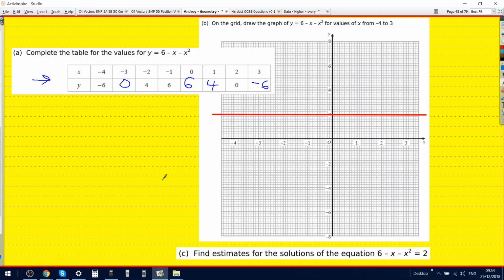Oh, is this where you have to plot those points on the table? Yeah. So what are the points? So -4, -6. Yeah, and I think you'll be all right for the rest of those. -3, 0, -2, 4, -1, 6, 0, 6. Okay, and then 2, 0 is going to be there. And so it looks like it's going to be like that. Okay, what's next? So we've done part A and then part B.